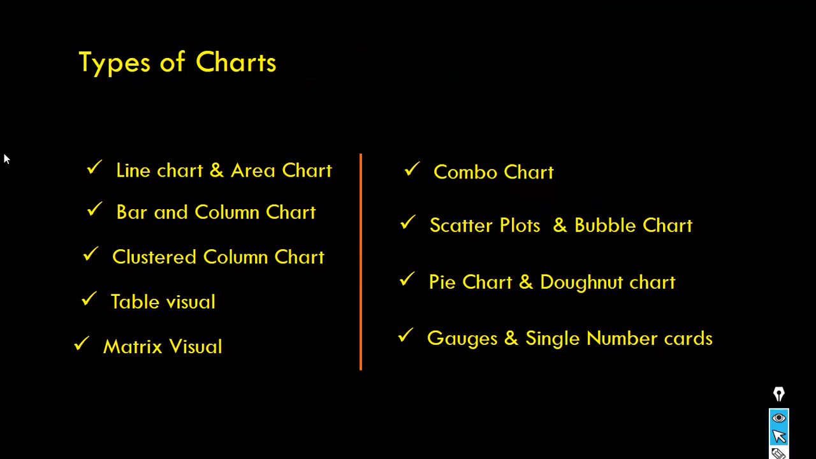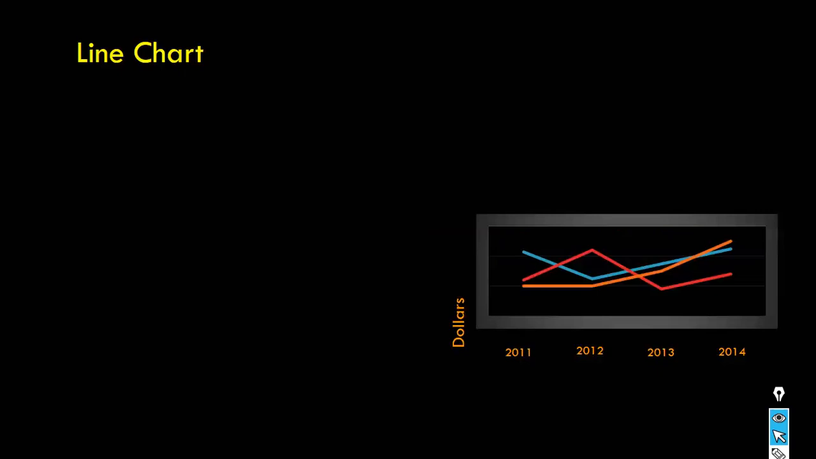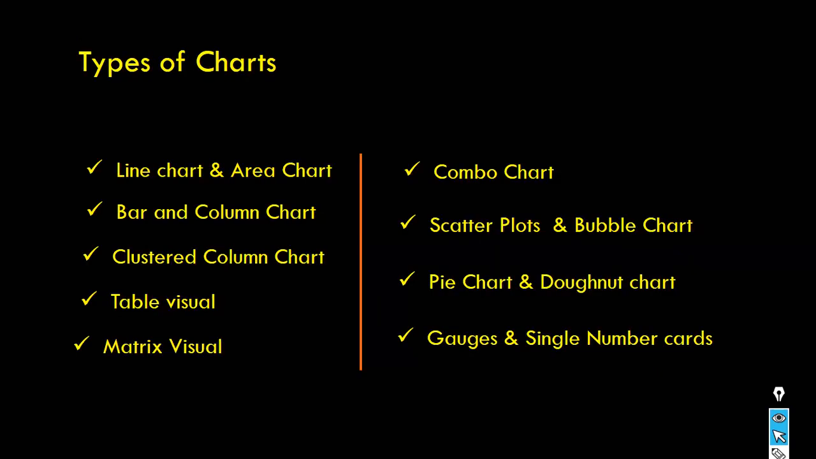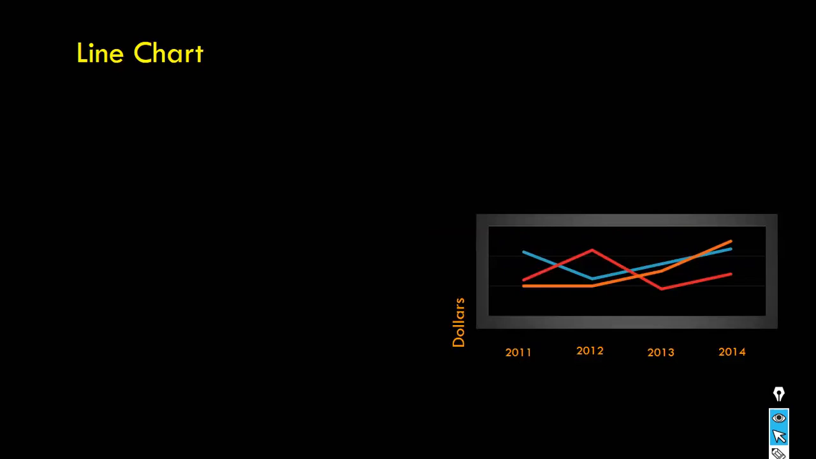Any idea? I think during school time you would have studied all these things, right? Forget about the clustered column chart. Maybe the bar and column chart, table visual, matrix visual might be famous. Scatter plots you also would have studied in school time, and the pie chart is a very common chart. The rest of them may be quite new to you. Anyhow, we'll delve into each and every chart and see when to use which chart and when not to use which chart.